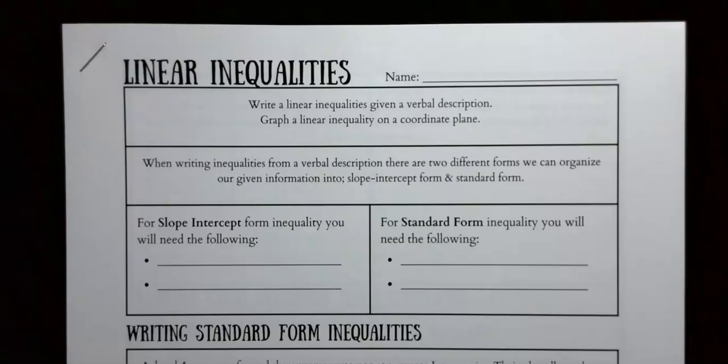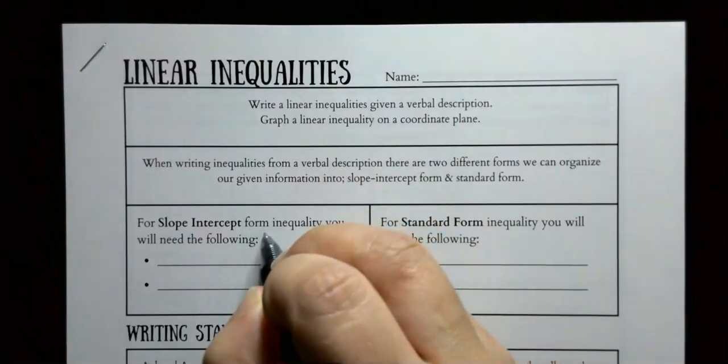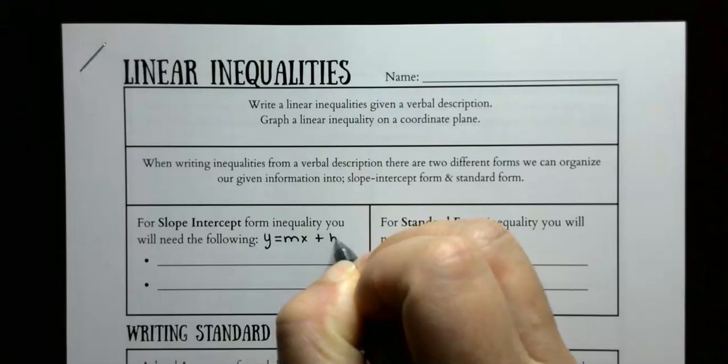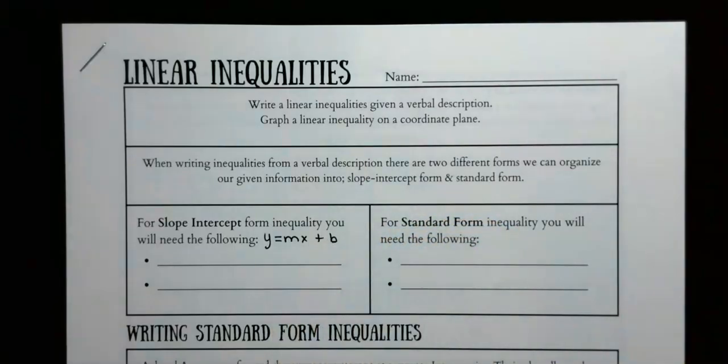Now, if you forgot what slope-intercept form looks like, I wrote it right here. Notice that I wrote it as an equation, but know that the equal sign can easily be replaced to make it an inequality with one of those four symbols. So for slope-intercept form, we need the slope. If they tell us how something is changing, or what we're multiplying by the x, then we can use that as our slope. And then we're also going to need the b, which is the y-intercept.